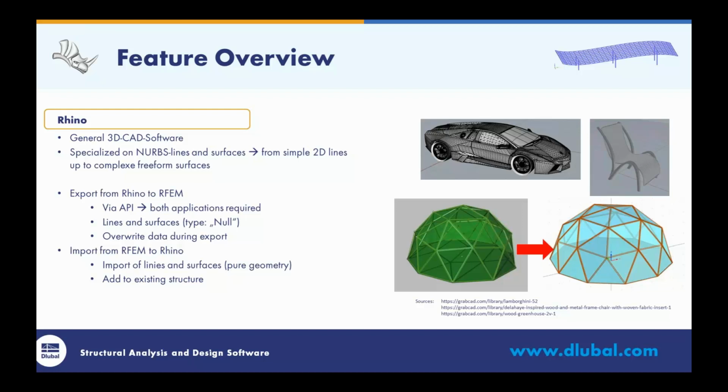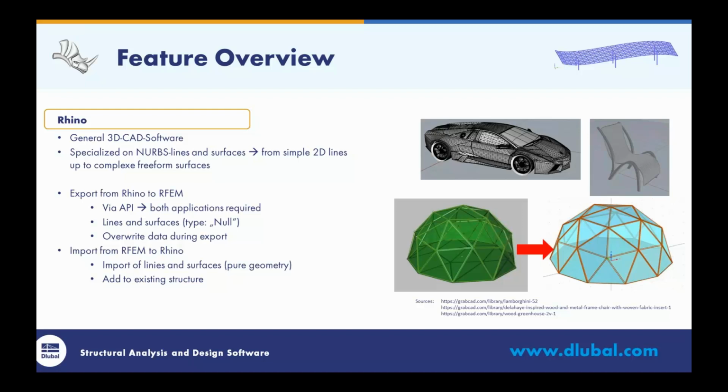We also have an import from RFEM to Rhino. We can import lines and surfaces again, so the pure geometry, no thicknesses, materials, or anything like that. The only difference here is that we don't override the Rhino structure when we import from RFEM. We add the RFEM structure to the existing structure. Okay, this is basically the rough overview I can give you here.